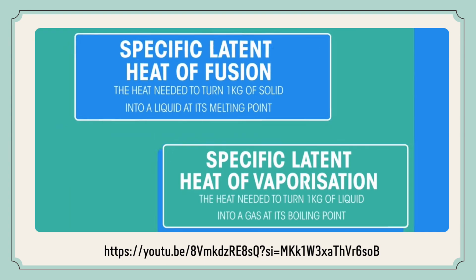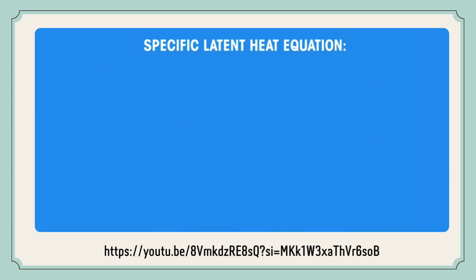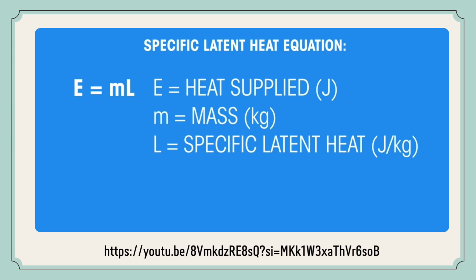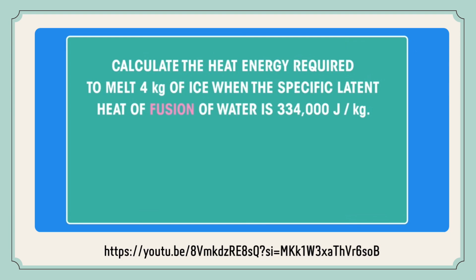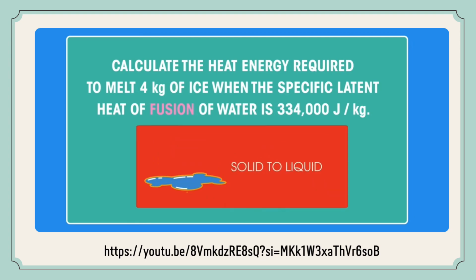Now let's have a look at the maths. To calculate specific latent heat, we use this equation. This formula can be rearranged. The units of specific latent heat are joules over kilograms. Let's do a practice problem. Remember that specific latent heat of fusion is the energy required to make water to go to liquid from solid. Pause the video and attempt the problem before pressing play to see the answer.